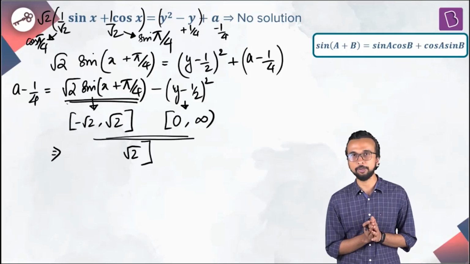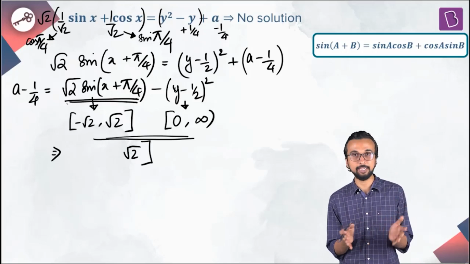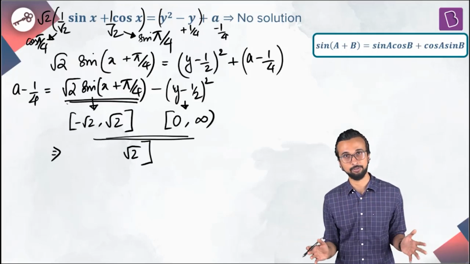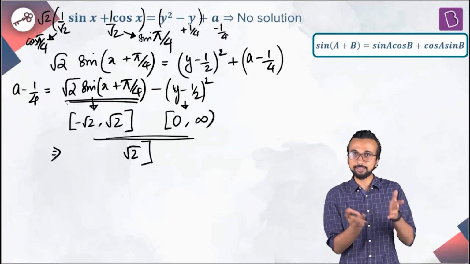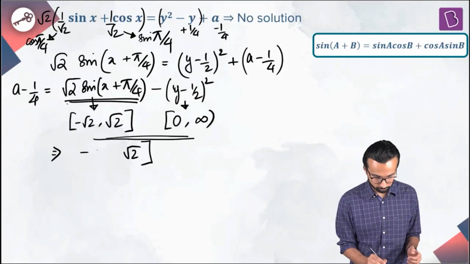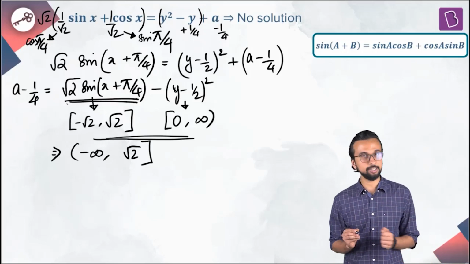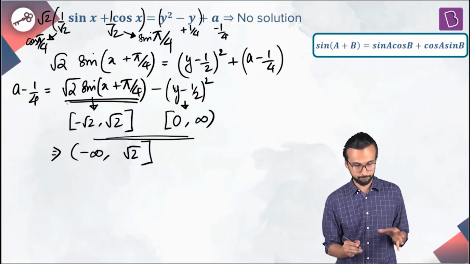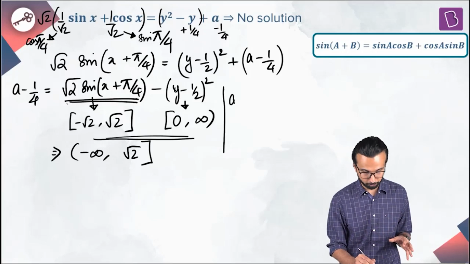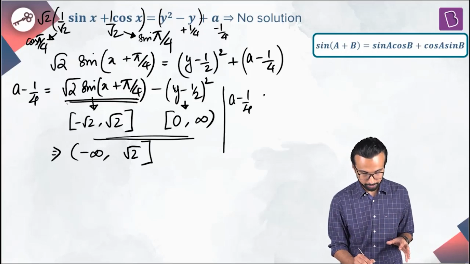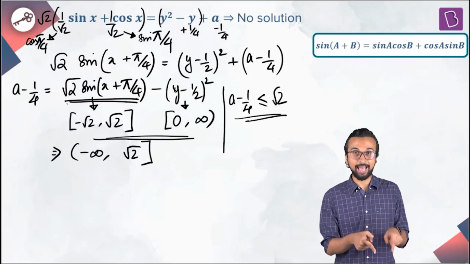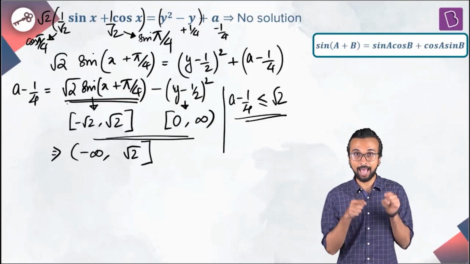What about the minimum value? You're subtracting a whole square. The whole square can take an infinitely large value. When you subtract that, that becomes the minimum value. So it goes till minus infinity. So here you can say that a minus 1 by 4 will be less than or equal to root 2. So that is when the given equation has a solution.